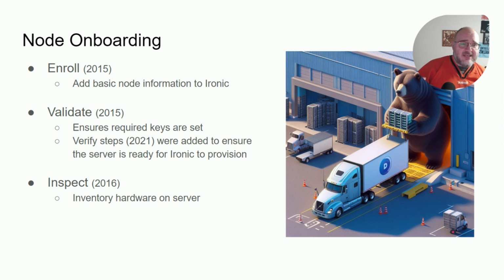So the first thing is node onboarding. This is when the truck backs up to your data center and has racks of servers. What do you do? Well, first thing after you get them racked and stacked is you're going to enroll them by adding basic node information to Ironic. Generally speaking, the minimum amount of information you would need is the hardware type.